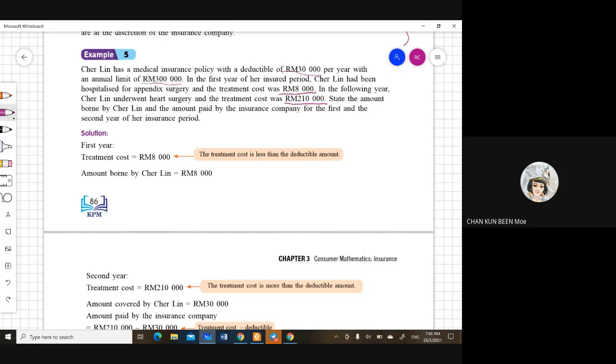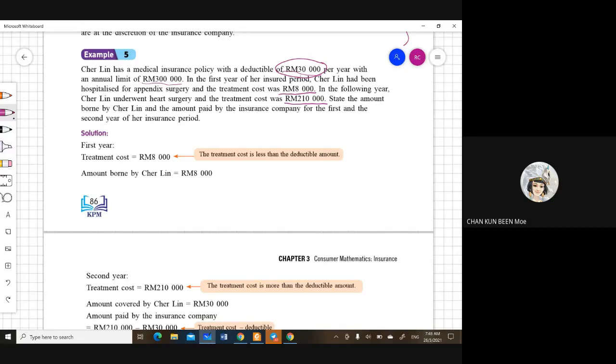Okay, so for the first year, the treatment cost is 8,000. Therefore, you can see the deductible over here given is 30,000. But her treatment cost over here is only 8,000.